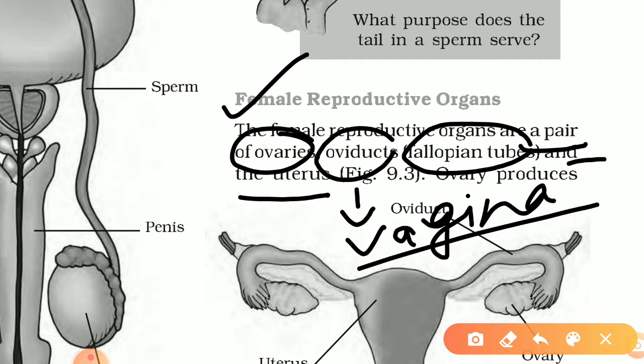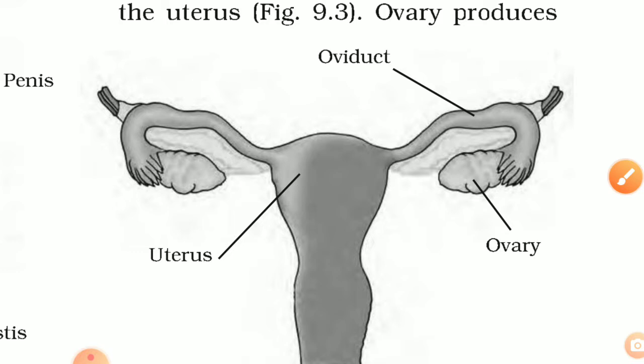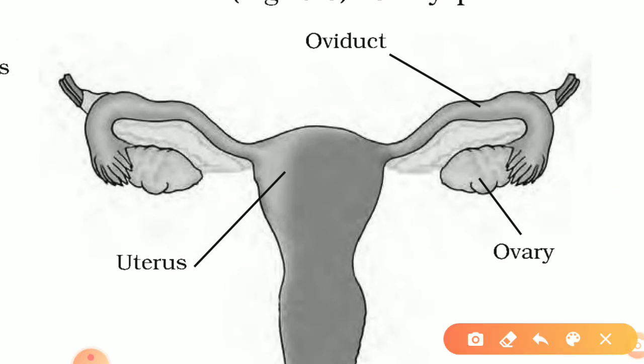क्या क्या पार्ट हैं? One pair of ovary, one pair of oviduct, one pair of fallopian tube, and oviduct, both are the same thing, and a single uterus is there and a single vagina is there. Now have a look at the diagram. This is the diagram of the female reproductive system.